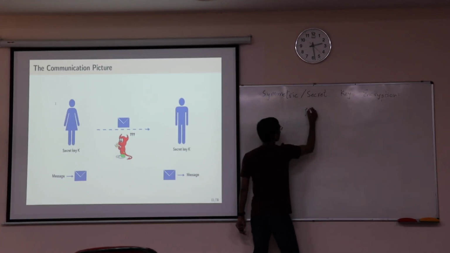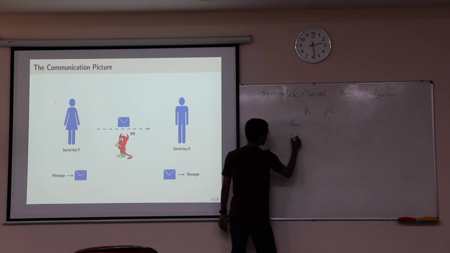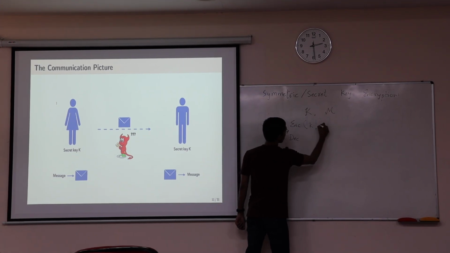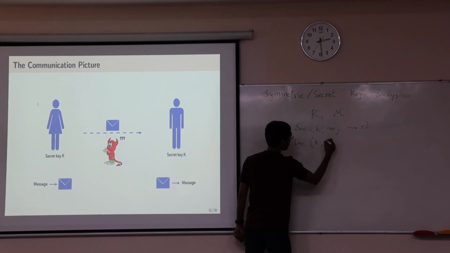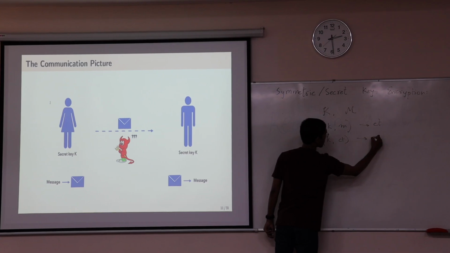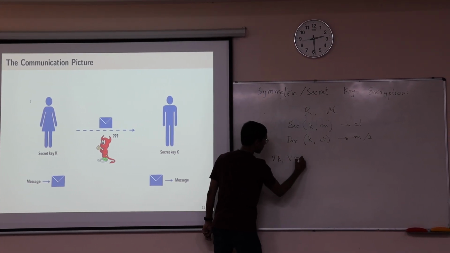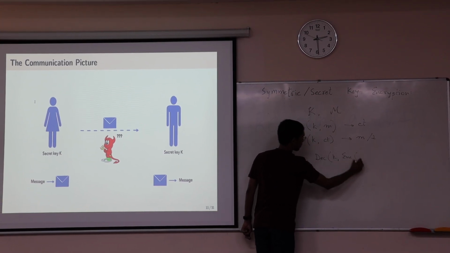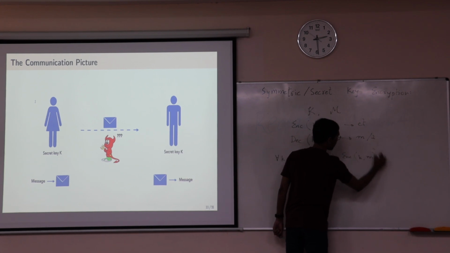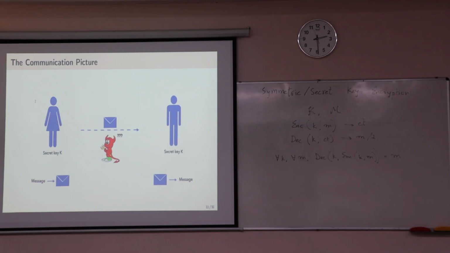So there's a key space K, there's a message space M. There are two algorithms, encrypt and decrypt. Encrypt takes a key, a message, and produces a ciphertext. Decrypt takes a key, a ciphertext, and produces a message or bot. And correctness says that for all keys and for all messages, the decryption of a ciphertext produced by encrypting M should give you back M. Okay. So far, we have not talked about security. We'll formalize that towards the end of today's lecture.